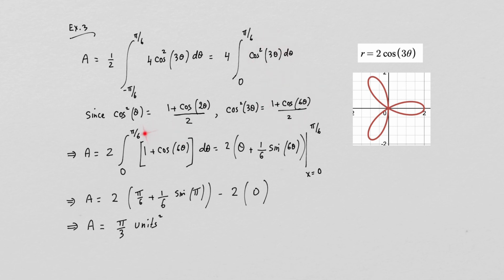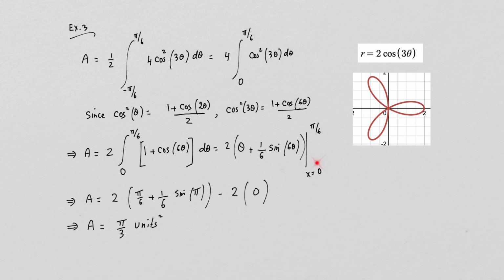Okay? Now that half comes out, 4 divided by 2 gives me a 2. And now this is your integrand. Notice there are no square roots, there is nothing. It's really nice to find the area in polar curves. Now this is just theta, and that's negative sine 6 theta times 1/6. Derivative of this should give you this. Derivative of that should give you that. And you evaluate from 0 to pi over 6.